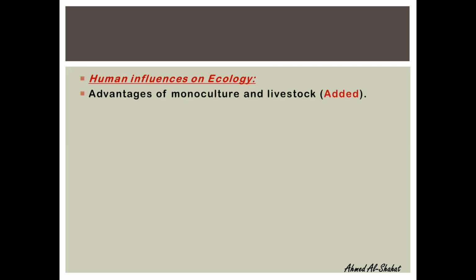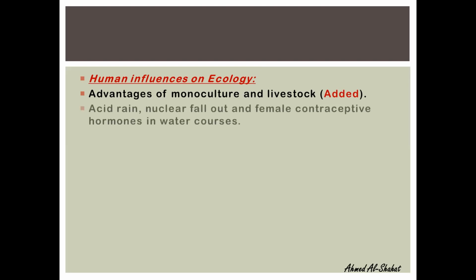The chapter titled Human Influence on Ecosystems also has some changes. We used to study only the disadvantages of monoculture and livestock, but advantages are now added for both monoculture and livestock, which means we may find a question, especially in paper 4, asking you to discuss the advantages and the disadvantages of both monoculture and livestock also.